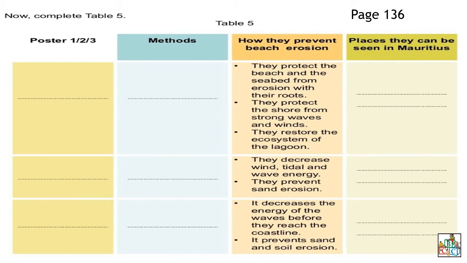As for the places that can be seen in Mauritius, you're going to find out where mangroves can be seen in Mauritius. Now you have the second one: decreased wind, tidal and wave energy. They prevent sand erosion.